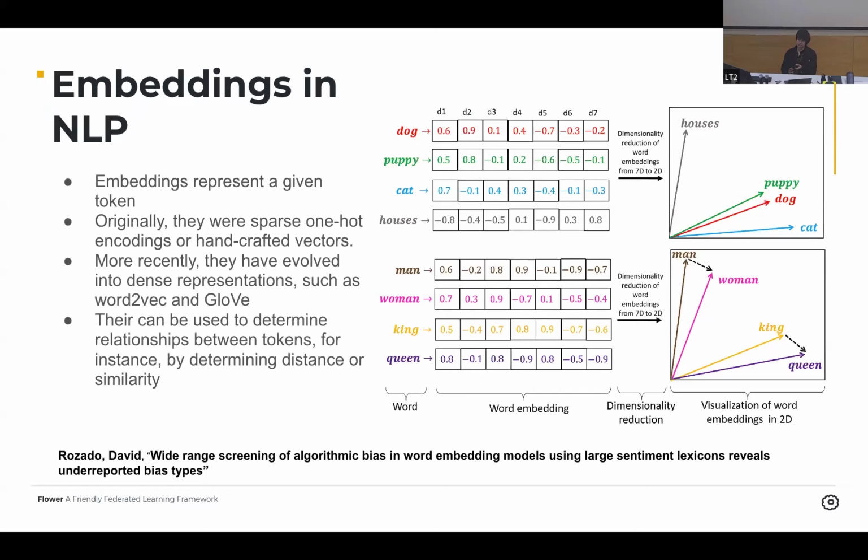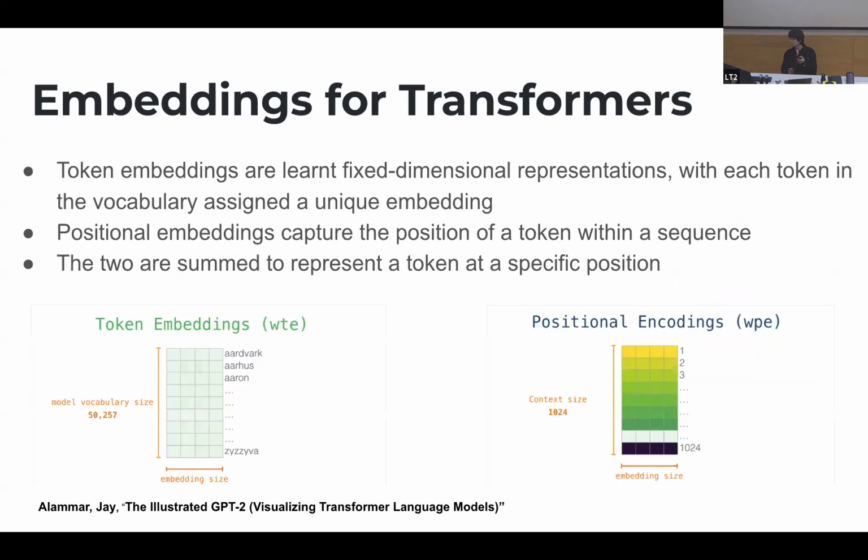And these sorts of embeddings allow us to determine relationships between tokens, for instance, the similarity or distance between vectorial representations. If you go to embeddings in transformers, this is one way of doing it. We have two types of embeddings. We have trained token embeddings, which are randomly initialized and represent the meaning of a given token. And then we have positional embeddings, which are meant to encapsulate what that token means at a given position.